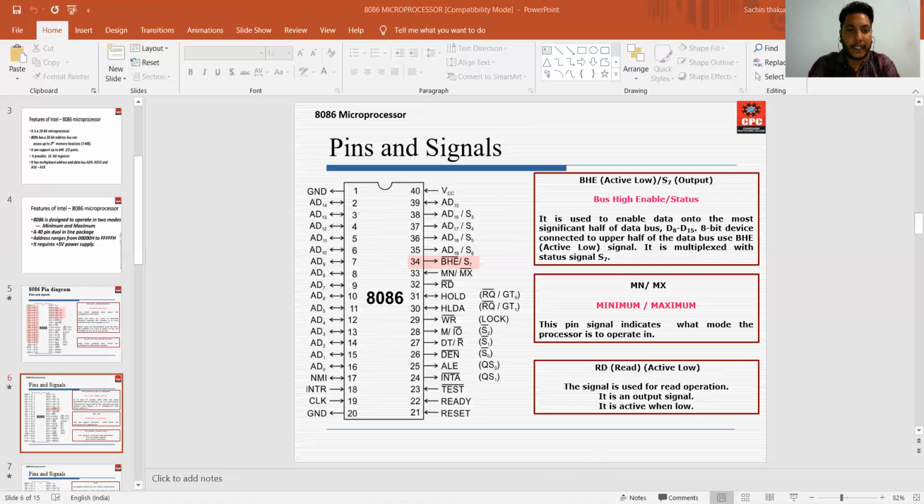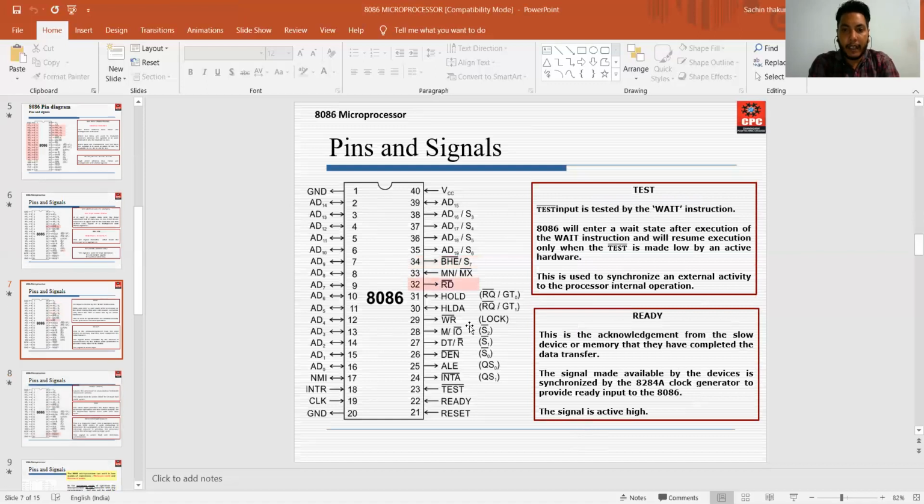Whenever the read signal is at logic 0, the data bus receives the data from memory or the input output devices connected to the system. Logic 0 means low logic, and logic 1 means high logic. Means to say that whenever this pin is at logic 0, the data bus receives the data from memory or the input output devices connected to the system.